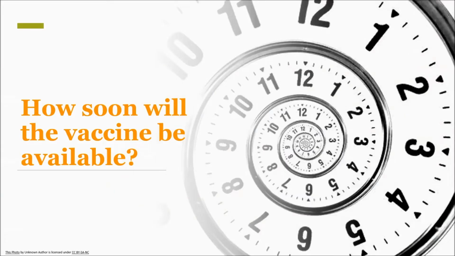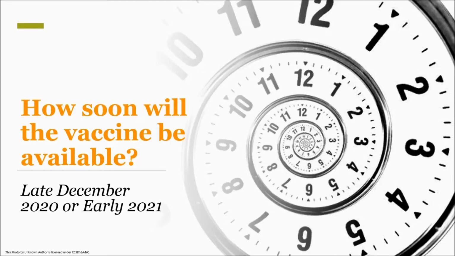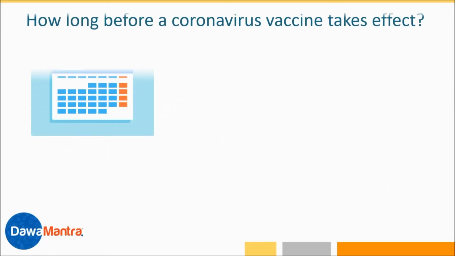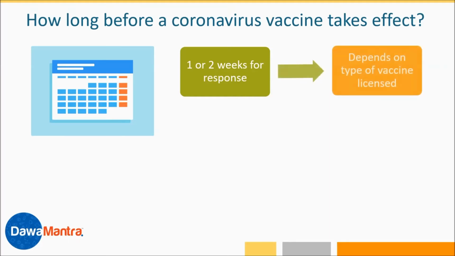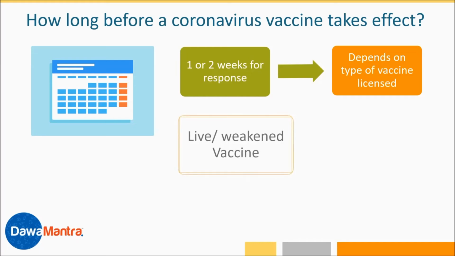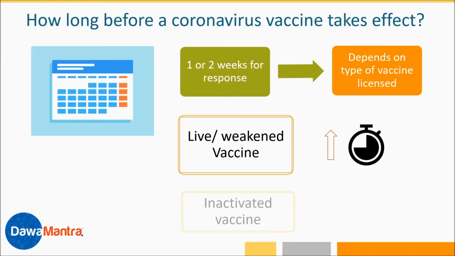How soon will the COVID-19 vaccine be available? This is one question which we all want the answer for. Companies have estimated to get the vaccine by late December 2020 or early 2021. Generally speaking, it takes a week or two for immunity to develop following vaccination. But the specific timeline for any corona vaccine will depend to some extent on which type of vaccine is licensed. For example, a live weakened vaccine requires time to reproduce in the body, whereas an inactivated vaccine is given at a dose that will generate immunity.